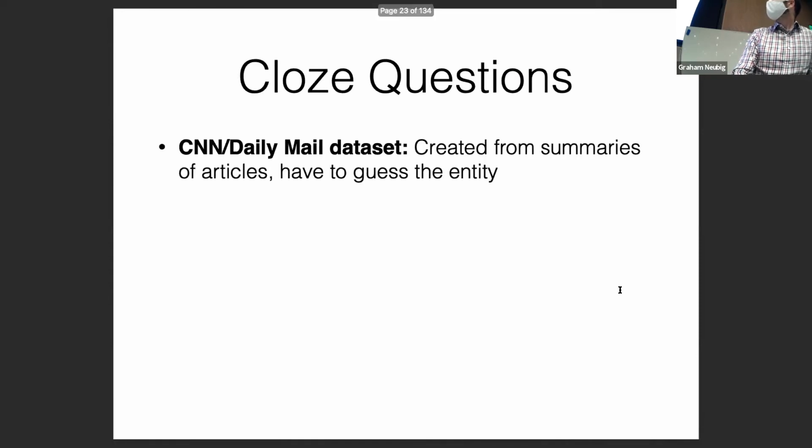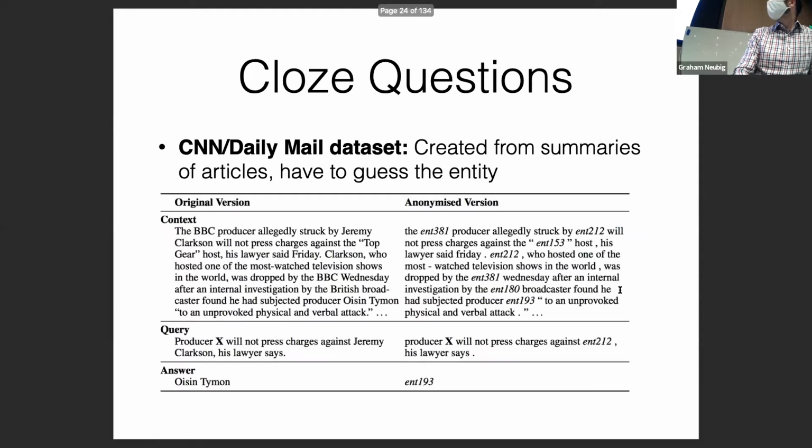Closed questions. To give an example of this, we have the CNN Daily Mail data set, and what it looks like is we have an original article that says something like the BBC producer allegedly struck by Jeremy Clarkson, and so on. And then at some point you have Oisin Tymon. And then the query is: producer X will not press charges against Jeremy Clarkson, his lawyer says. And so this X is basically fill in the blank, and you want to fill in the blank here. These are called closed questions, and the answer is the thing that would appropriately fill in the blank in the statement.